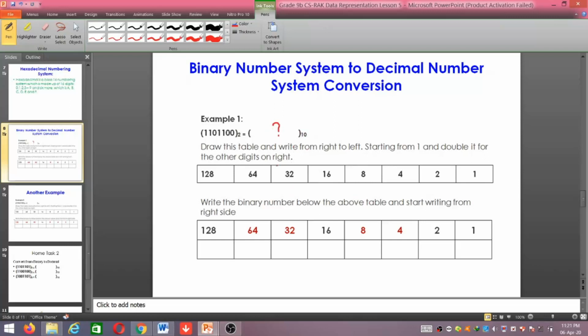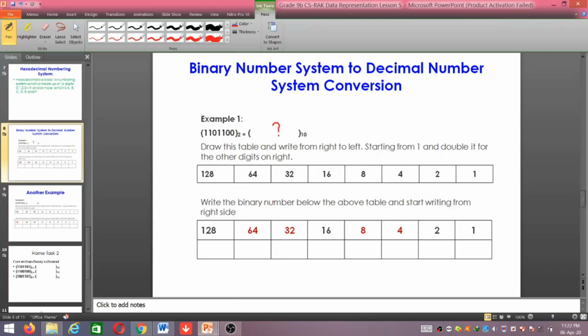Now the first thing, you have to make this table, and that is you will write 1, and what is the double of 1 is 2, the double of 2 is 4, the double of 4 is 8, 8 times 2 is 16, 16 times 2 is 32, 32 times 2 is 64, and 64 times 2 is 128. Now you have to write it from right side to left.